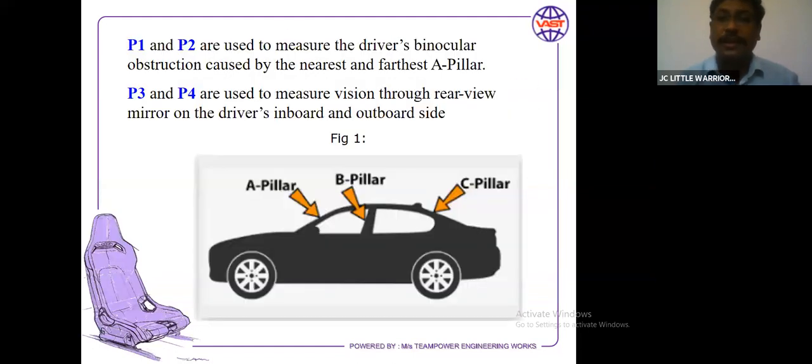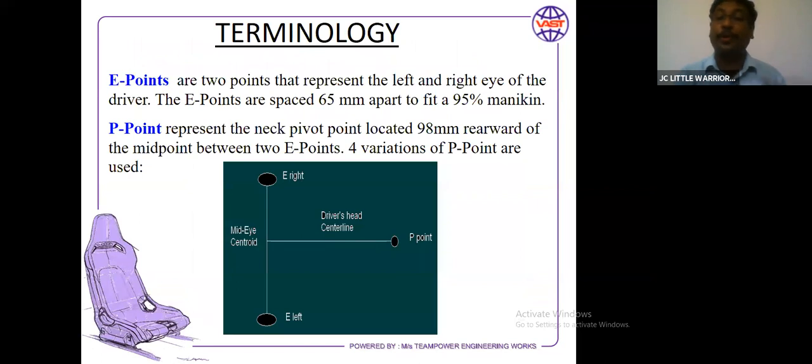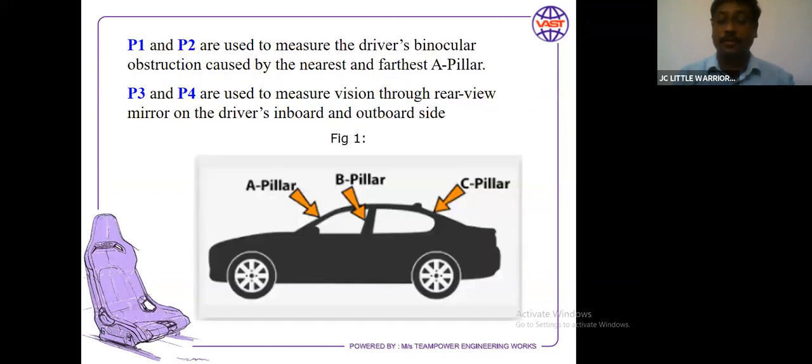I'm moving to the next slide. Is this clear? What is P1 and P2, P3 and P4? Hope these are clear for you. And what is the E point? These are very important points, and you need to remember them. These are interview questions. And what is the A pillar, B pillar, and C pillar in a car? When we say A pillar, that's the front one. The middle one is the B pillar, and this is the C pillar, the back one.